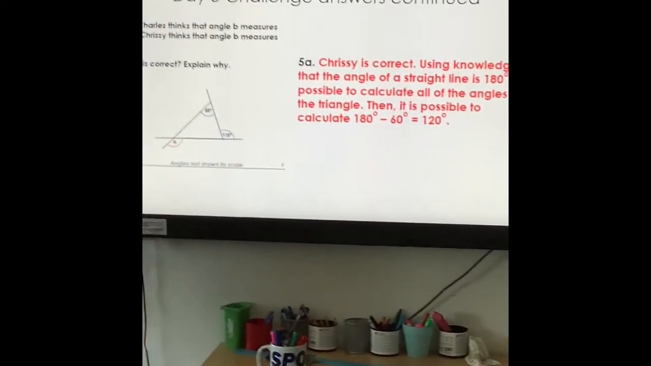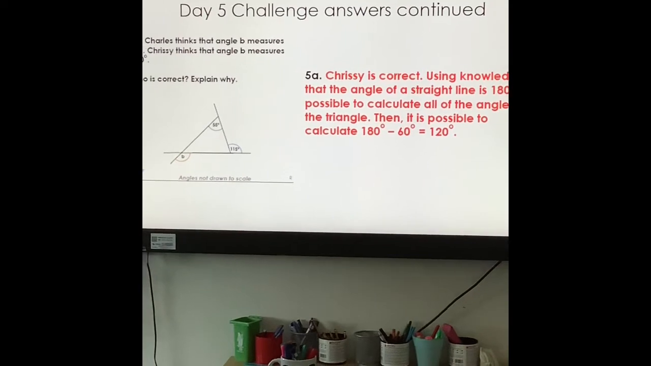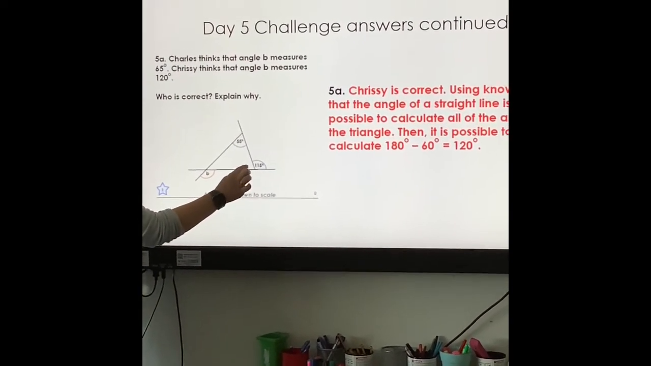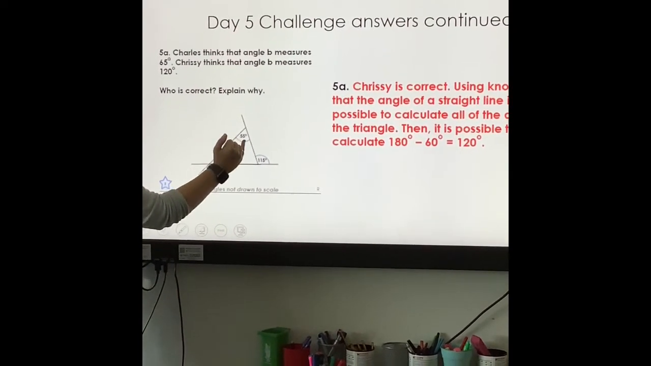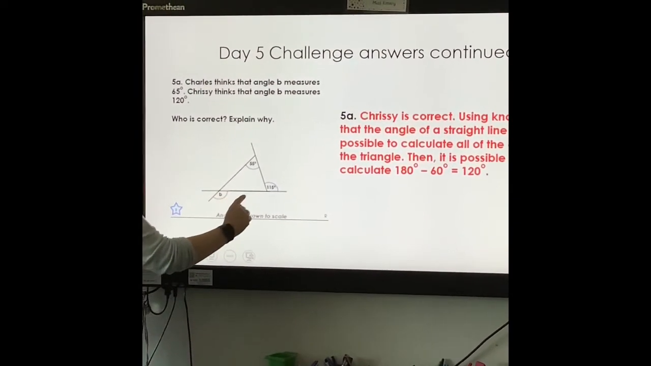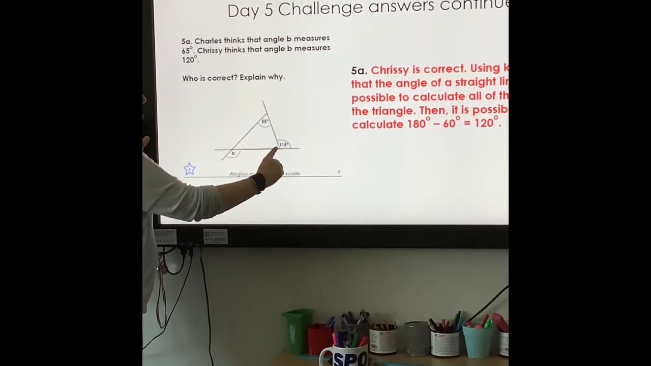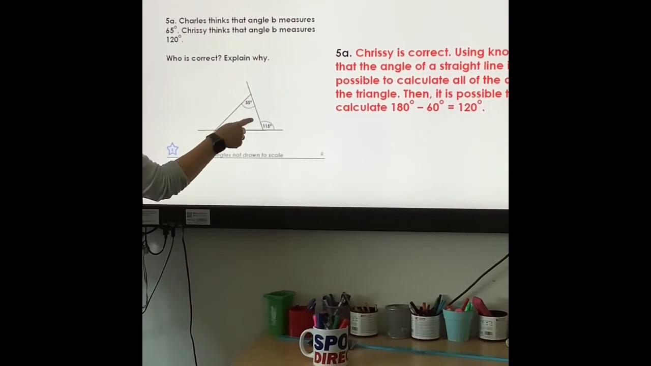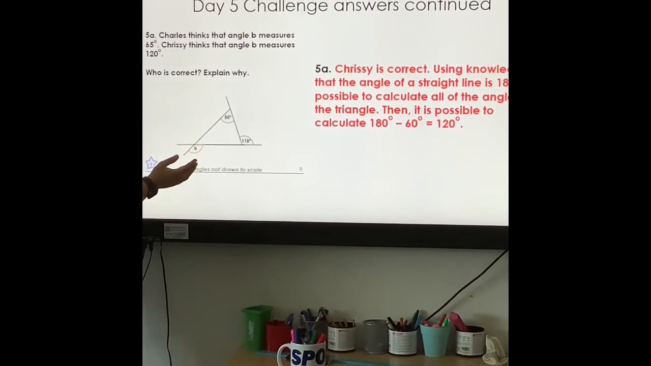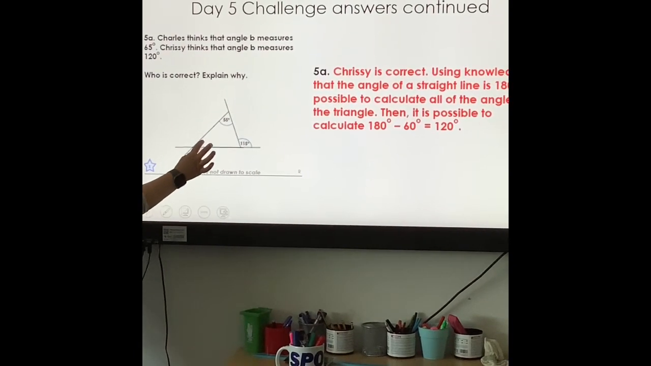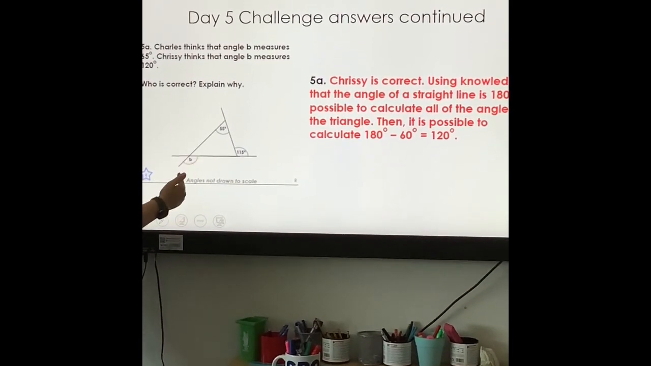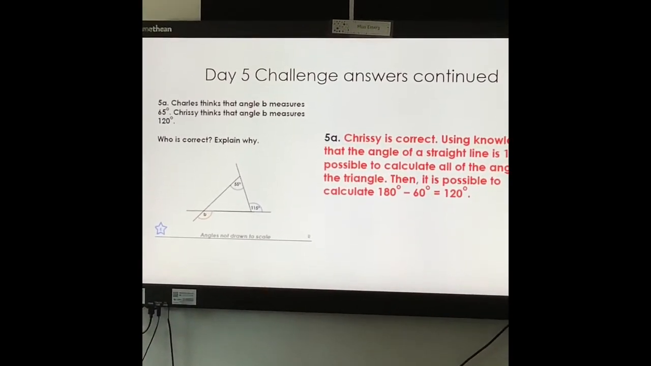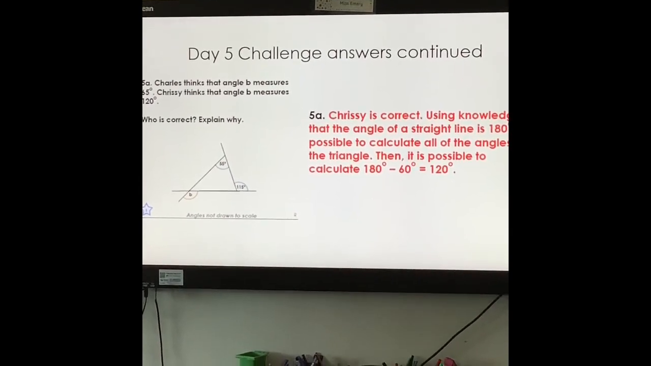But is Chrissy correct? Well, yes, Chrissy is correct, because actually, I can use this information here, 115, to work out what this side is, because I've got the information from my straight angle. If I do 180, take away 115, it gives me this angle here. I then need to add those two angles together and take it away from 180. That gives me this angle here. I then have my 180 from my straight angle and remove my new angle, and that leaves me with B. 180 take away 60 is 120, so Chrissy was right.